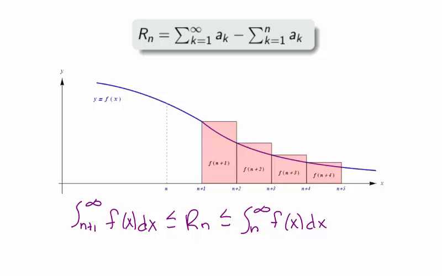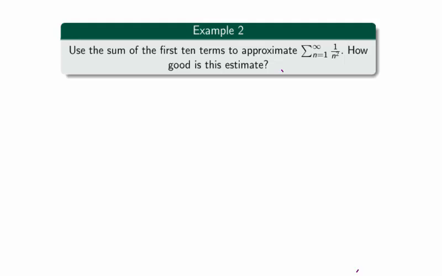This allows us to measure how close the nth partial sum, the sum k equals 1 to n of ak, is to the actual sum of the series. Example 2. Use the sum of the first 10 terms to approximate the sum n equals 1 to infinity of 1 over n squared. How good is this estimate?